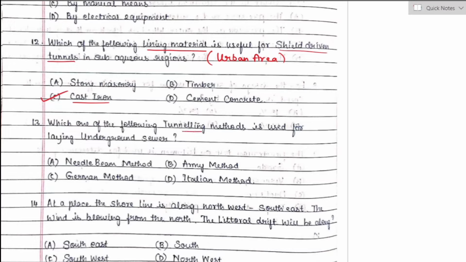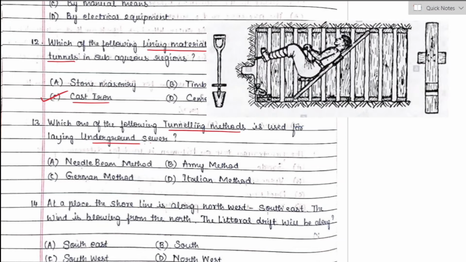Question number 13. Which one of the following tunneling methods is used for laying underground sewer? In the following figure, you can observe the laying of an underground sewer, which was advised by the US Army for constructing small tunnels at reasonably shallow depth. So it is the Army method. It is also called the case method.